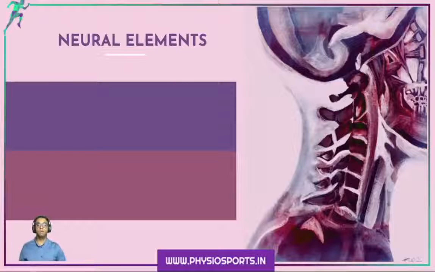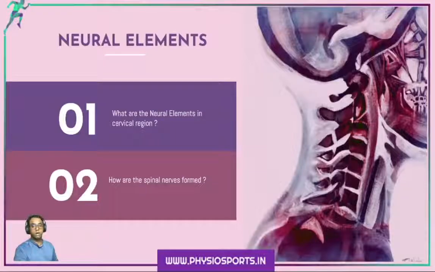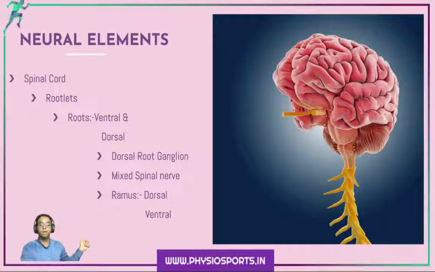We will now discuss the neural elements and we will obtain answers to the following questions. What are the neural elements in the craniocervical region and how are the spinal nerves formed? These are the neural elements of the cervical spine. From the spinal cord, the rootlets emerge. The rootlets, ventral and dorsal, join together to form the roots, which are again ventral and dorsal. Now, each ventral and dorsal root join together to form the mixed spinal nerve. And the mixed spinal nerve bifurcates into dorsal and ventral ramus.